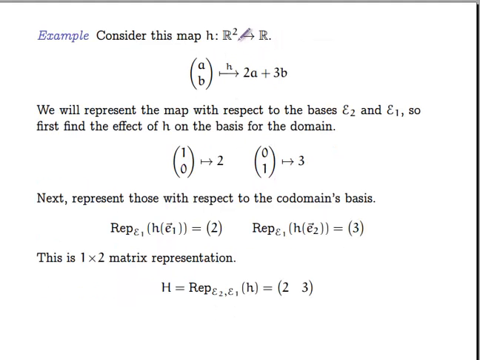Right. Another example. Suppose I take the mapping H from R2 to R, defined by this rule, and we'll take the standard basis for the domain and the codomain. So, for instance, this is the first standard basis vector, and that will go to 2 according to this rule, 2 times 1 plus 3 times 0. And here's another domain basis vector. According to this rule, it goes to 2 times 0 plus 3 times 1.